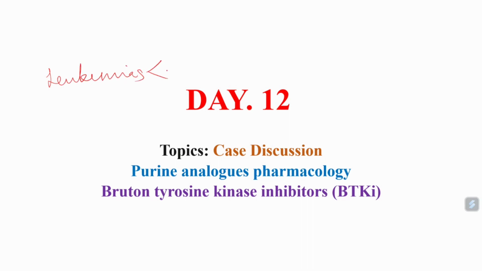leukemias. In leukemias, we have two main types: myeloid leukemias and lymphoid leukemias. In myeloid, we have acute myeloid leukemia and chronic myeloid leukemia. And in lymphoid leukemias, we have acute lymphoid leukemia and chronic lymphocytic leukemia or chronic lymphoid leukemia. So these four types of leukemias we have already discussed.